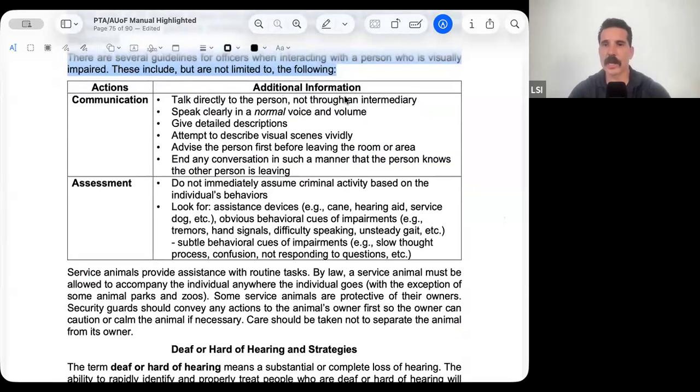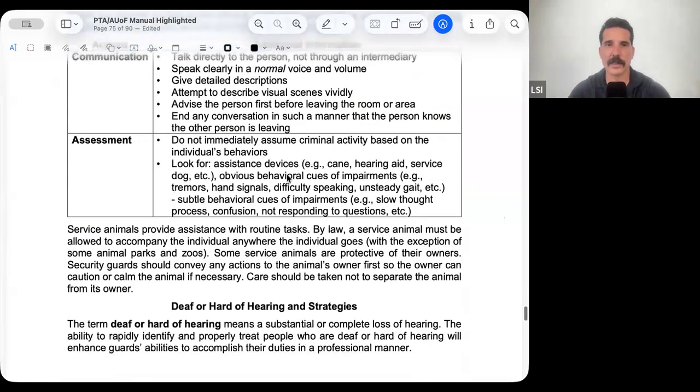Talk directly to the person, not through an intermediary. Speak clearly in a normal voice and volume. Give detailed descriptions. Attempt to describe visual scenes vividly. Advise the person first before leaving the room or area. End any conversation in such a manner that the person knows the other person is leaving.